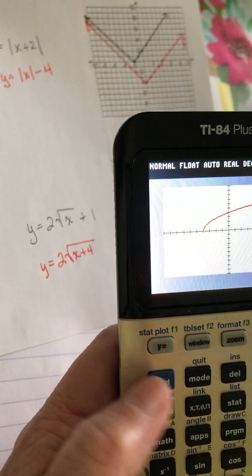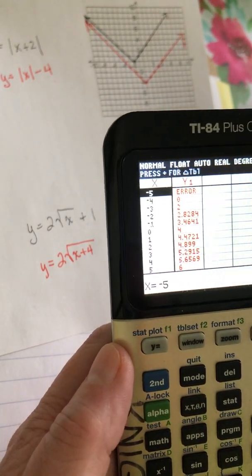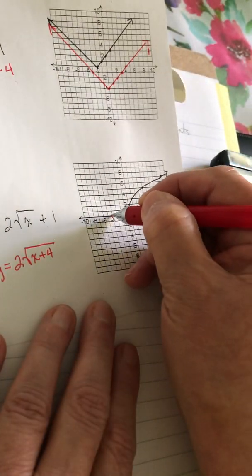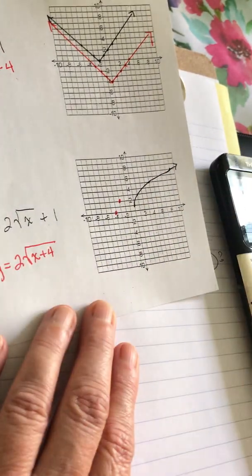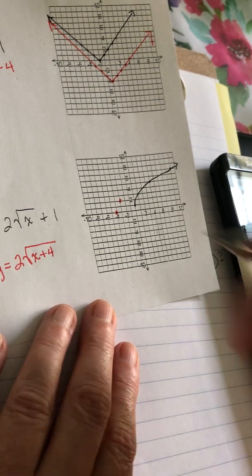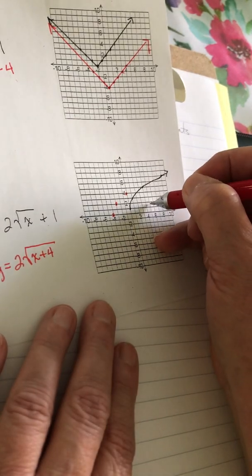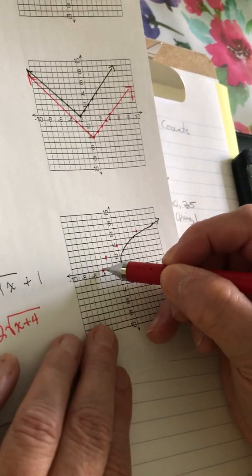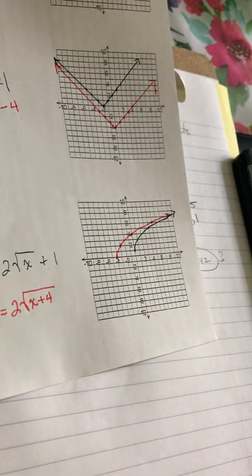So when I look at my ordered pairs, second table, okay? Okay? So I've got -4, 0. I've got -3, 2, 0, 4, and 5, 6. 1, 2, 3, 4, 5, 6. And then I can draw my curve. Okay? Hope this helps. We'll see you next week.